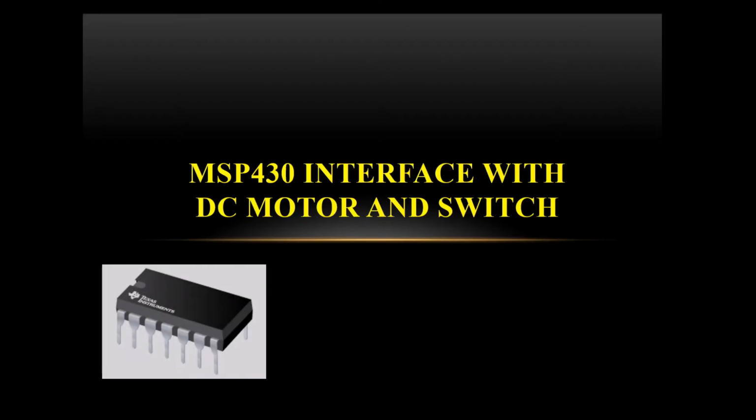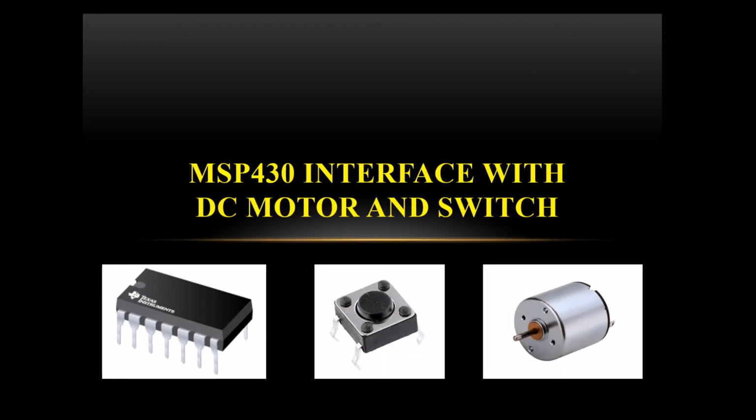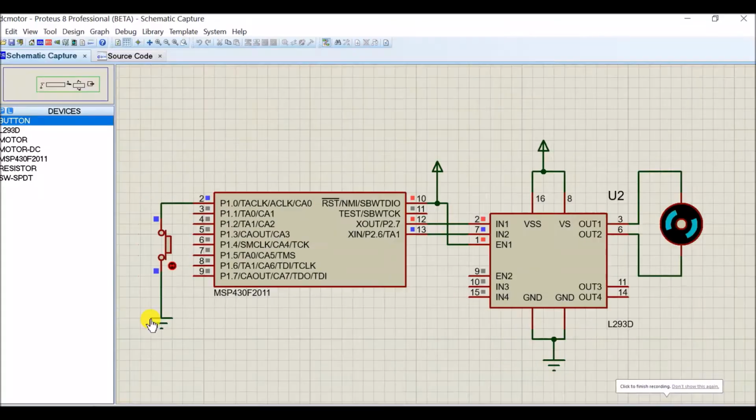In this experiment, we are going to interface MSP430 with a micro push button and DC motor. For the same, we will use this as an interfacing diagram. In this experiment, MSP430F2011 is interfaced with a micro push button and DC motor through L293D.